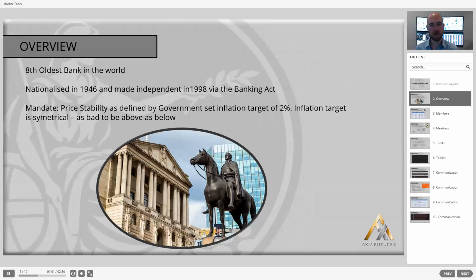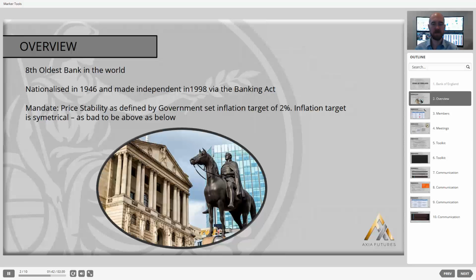Finally, and the most important thing, and you'll pick this up with every central bank that we look at, their mandate. This is what governs their monetary policy. This is the bit that tells you what pieces of economic data you want to be focusing on. Now, the Bank of England's mandate is price stability. This is quite a vague and all-encompassing term. However, because it's the government that gives the bank its mandate, it has been defined by the government, and it's defined as inflation at 2%, and this target is symmetrical, which means that it is just as bad to be above 2% as it is to be below.